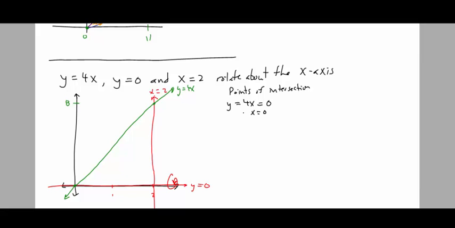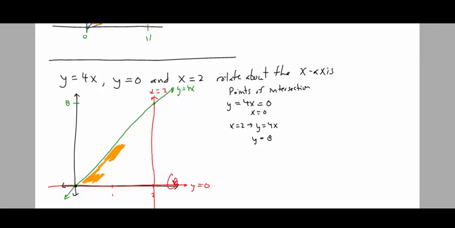And you can see x equals 0 is this point of intersection. For the other one, I'm going to have this value x equals 2, and I will plug that into y equals 4x. And I get y equals 4 times 2, which is 8. So this is the region that I want to rotate. And so we'll take this region and rotate it about the x-axis.